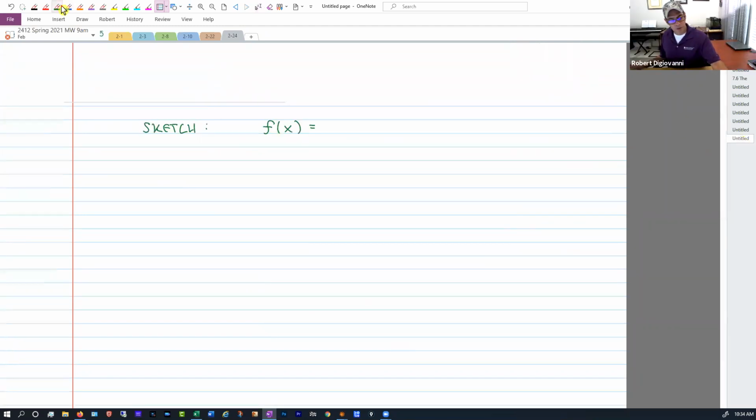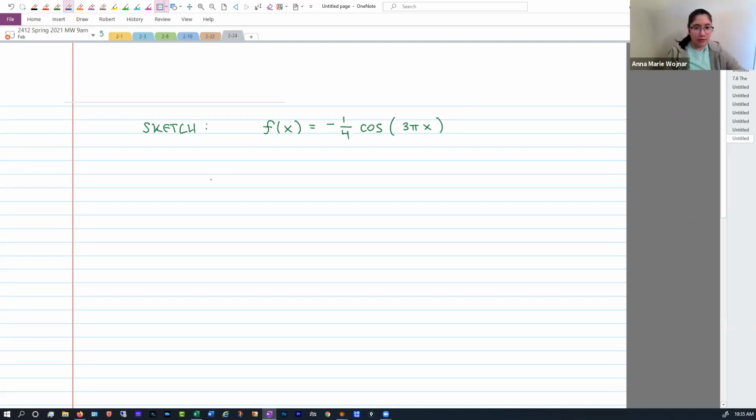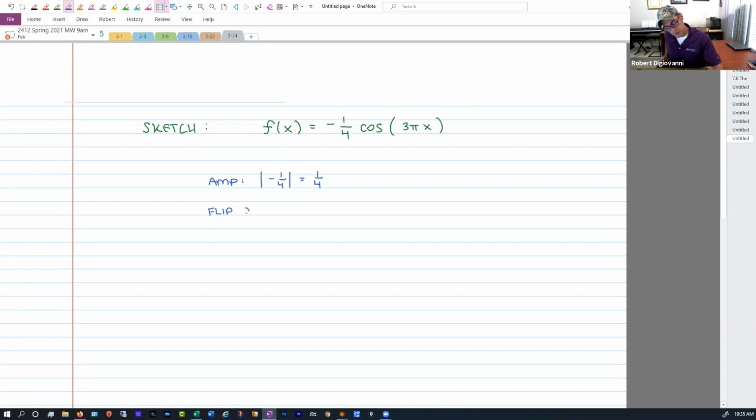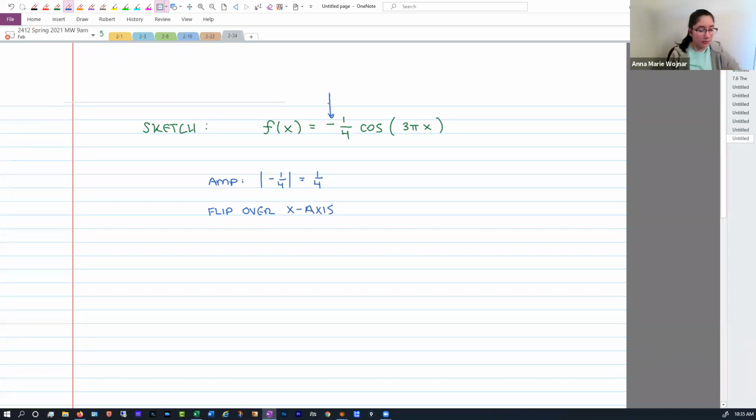All right, so let's do this one: -1/4 cosine of 3 pi x. Okay, here we go. I only have about 6 minutes left. So we look at this and we know it's a cosine function, right? The amplitude of this, what's the amplitude? 1/4. Okay, the amplitude is going to be the absolute value of this, which is 1/4. I'm also going to remember that this thing is going to be flipped over the x-axis. How do I know that? Because there's a negative in front. There's a negative right there, so I know I'm going to have to flip my answer.